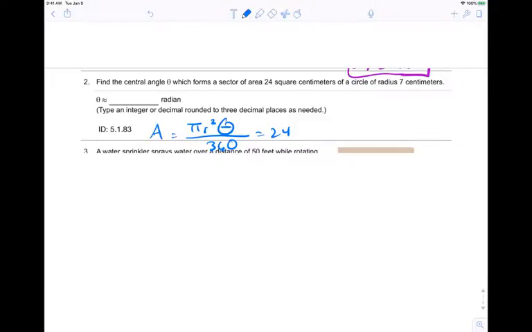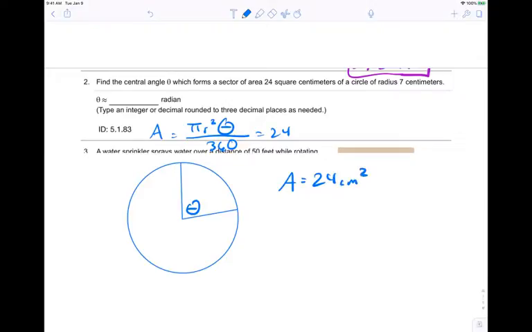Now, it says find the central angle theta which forms a sector of area 24 square centimeters. So say we have a circle, right? Just a generic circle, and then if I can find the center, that would be great. Then we have some sector. I'm just drawing a random sector of the circle, something like this. It says find the central angle theta. So the theta would be here, which forms a sector area. The area in this case is 24 centimeters squared, and it says that the radius is 7 centimeters.